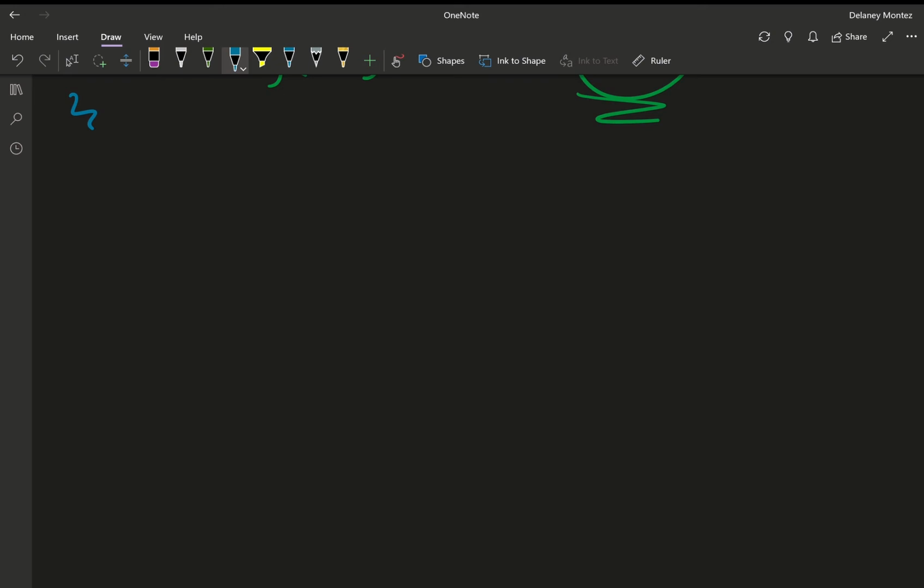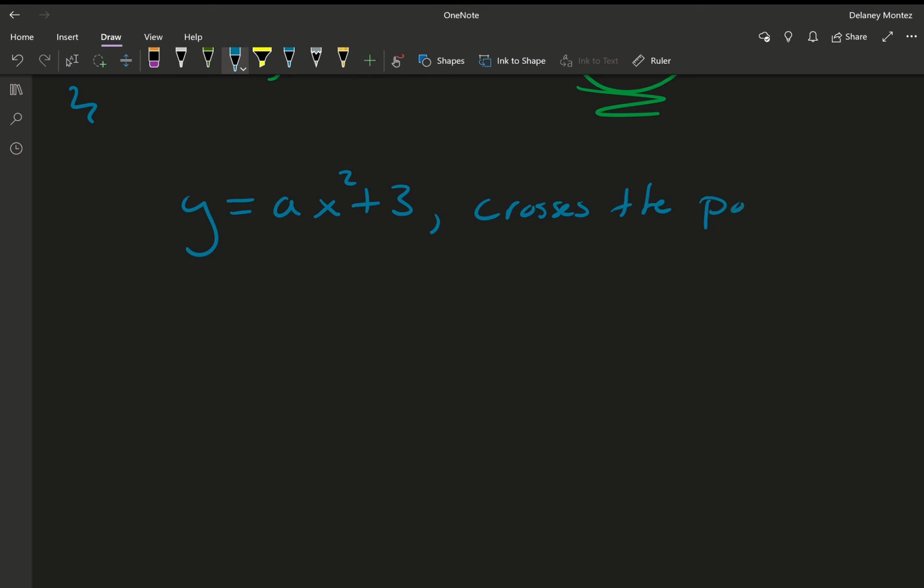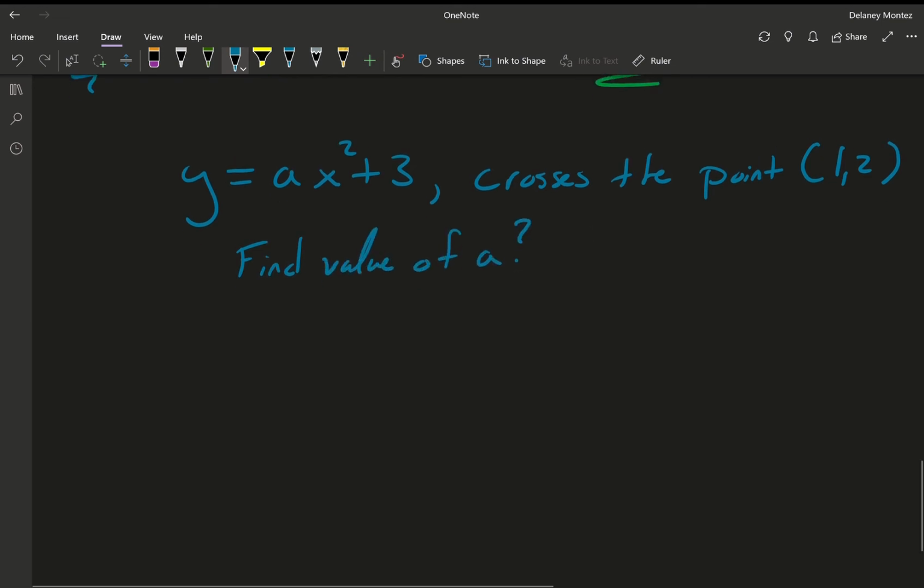Okay, we'll try this one. Let's say you're given a function here, y equals ax squared plus 3, and this function crosses the point 1, 2, right? Find the value of a. What's a? Attempt to solve this problem and then pause it and come back and see if you got it.